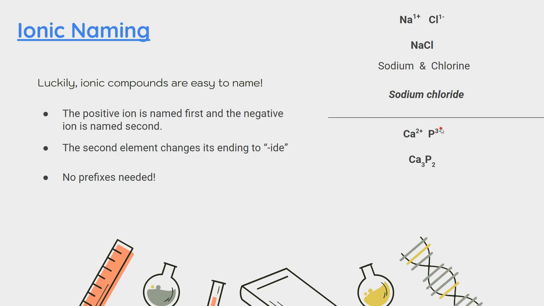With calcium and phosphorus, we get the formula Ca3P2. We have calcium and phosphorus. We don't need to count numbers because this is just an ionic compound. And so our compound would be called calcium phosphide. No prefixes needed. We just needed to change the ending of the second element.